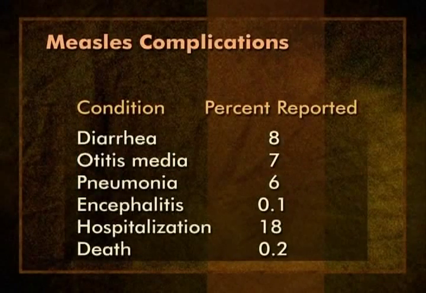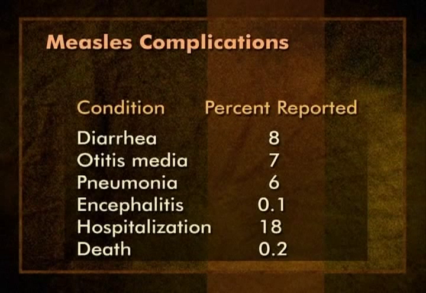Measles is usually a moderately severe illness, but it can be very severe and have complications. The most common complications of measles are diarrhea in 8% and otitis media in about 7%. Pneumonia is reported in 6% of cases and can be either viral or bacterial. Encephalitis, which is inflammation of the brain, occurs in about 0.1% of reported cases, or about 1 person per 1,000 cases.